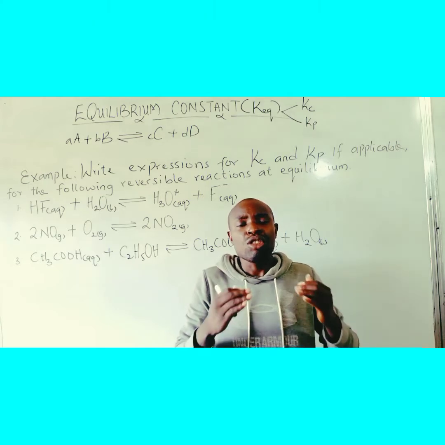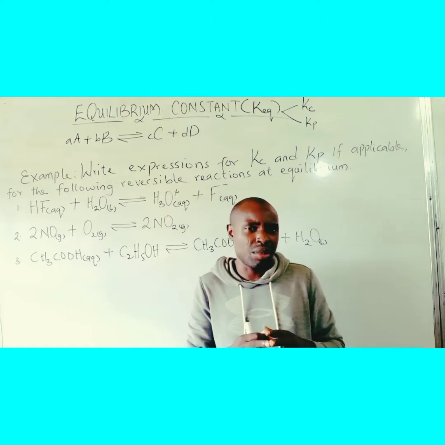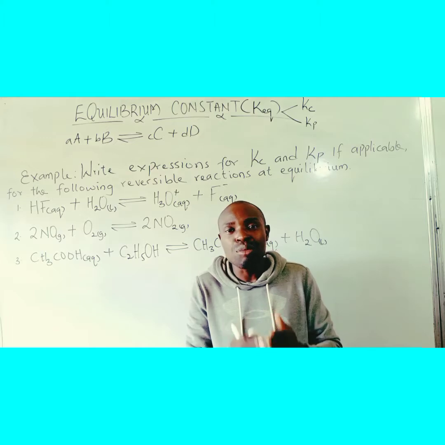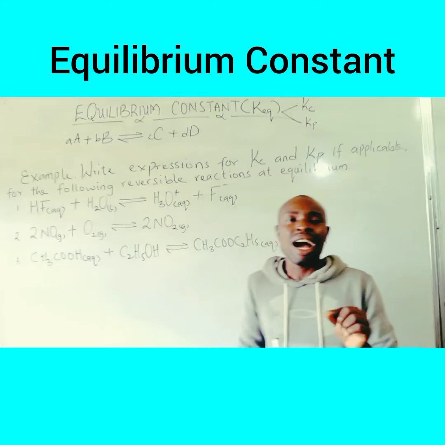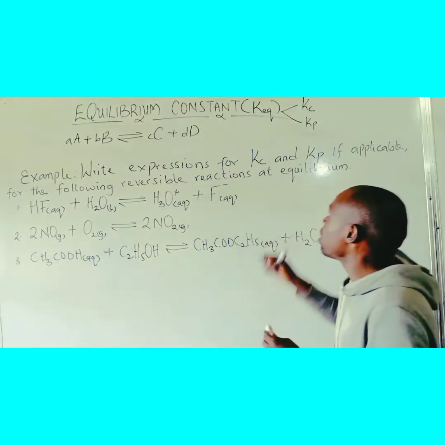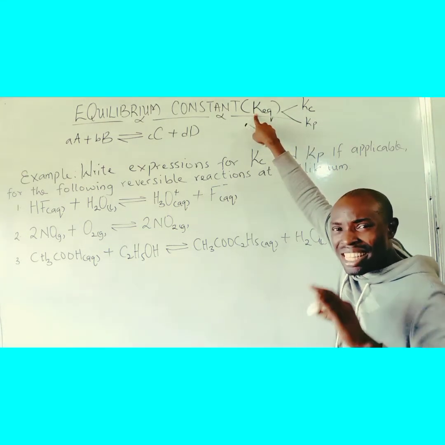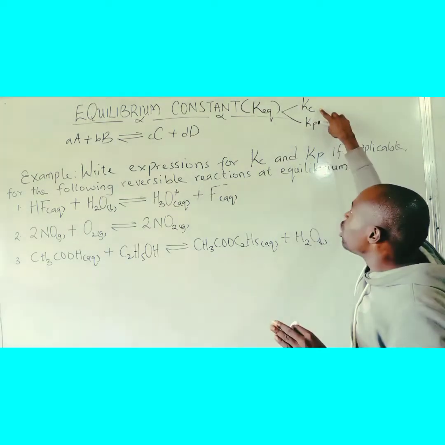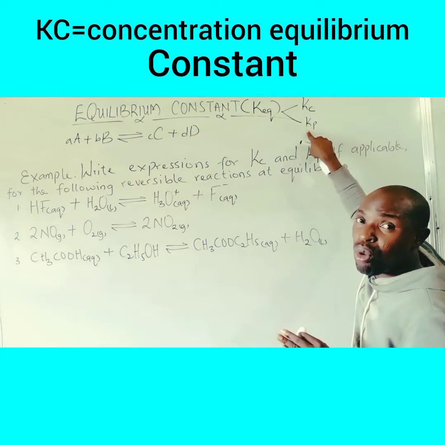Today, I'm going to be teaching you a new concept under chemical equilibrium, talking about what we call the equilibrium constant. Now, very simple. We should understand that the equilibrium constant is represented with the symbol Keq. And in chemical equilibrium, there are two categories. We have the Kc, which is the concentration equilibrium constant, and the Kp, the partial pressure equilibrium constant.